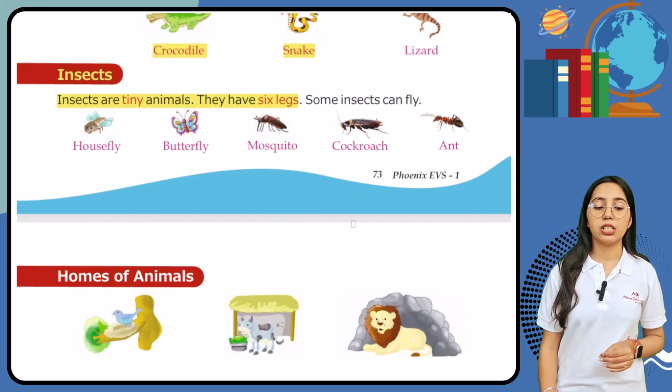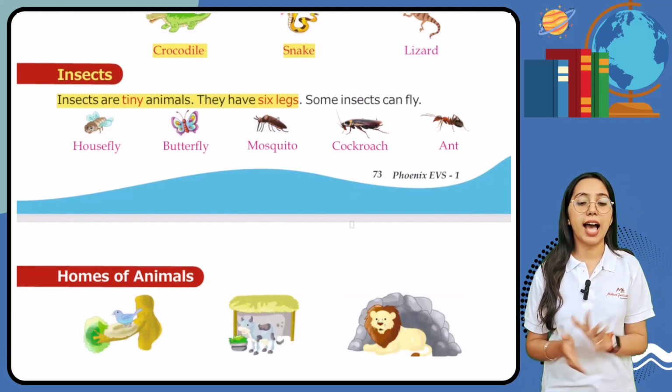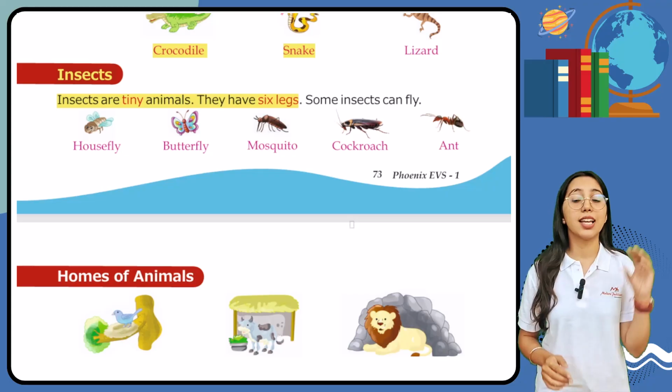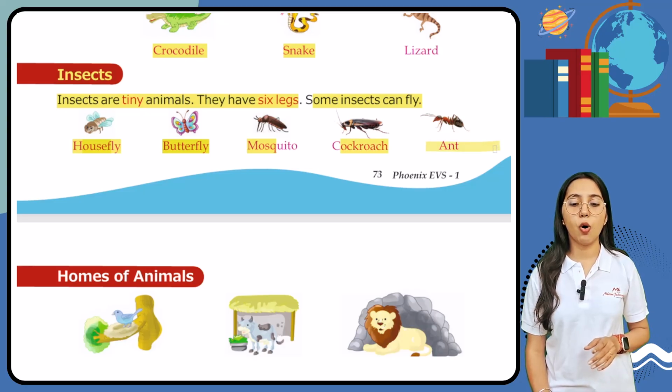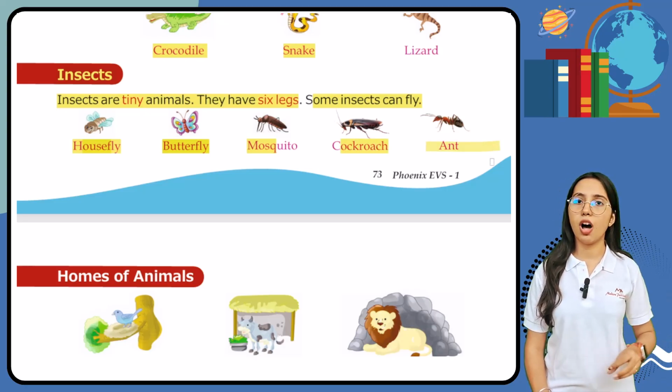Then we are going to learn about insects. So insects are tiny animals. They have 6 legs. Some insects can fly. For example, we have housefly, butterfly, mosquito, cockroach, and all these come under the category of insect.